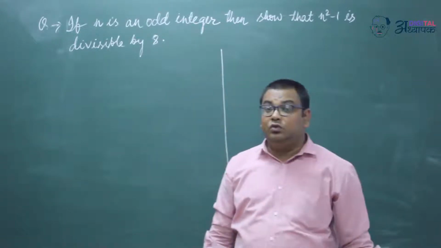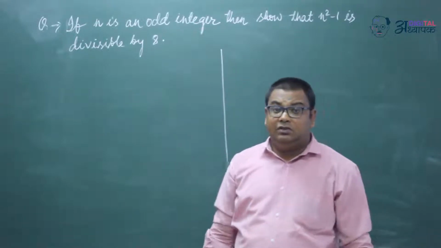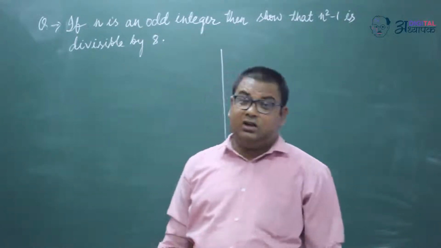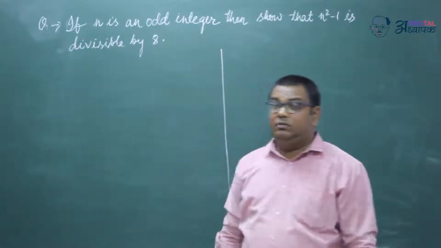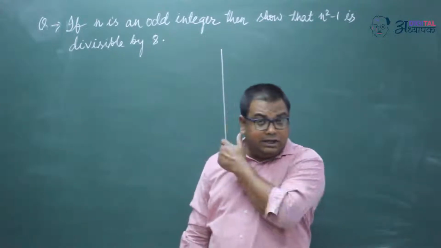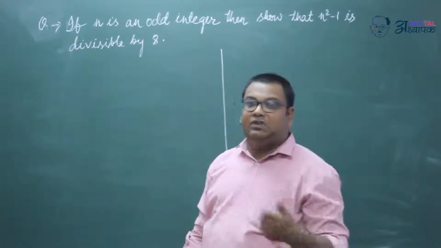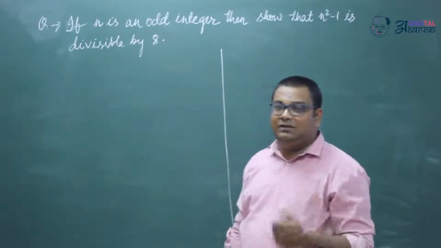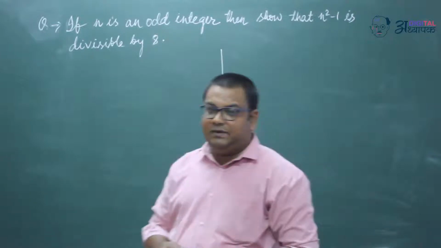But if we take 2q plus 1 as the form of odd integer, then students, can we take 8 common out of this when we square it? The answer is no. Because if we square 2, we will get 4 and we cannot take 8 common out of this. So students, we have to take the second case, that is, we have to take the divisor as 4 and our form will be 4q plus 1 and 4q plus 3.